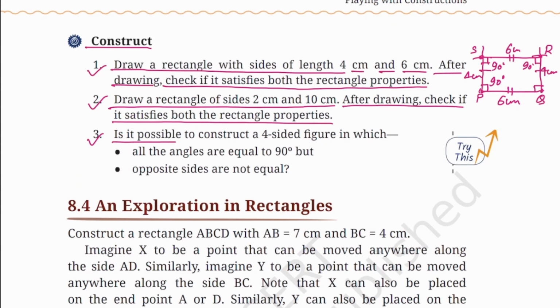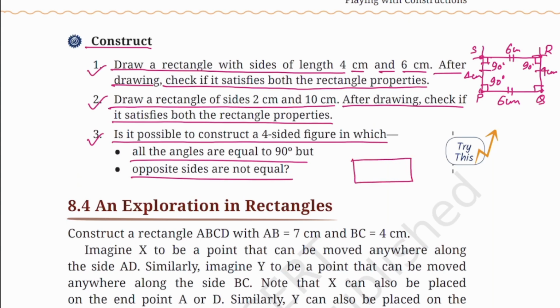3. Is it possible to construct a four-sided figure in which all the angles are equal to 90 degrees but opposite sides are not equal? Is it not possible to construct a figure whose all angles are 90 degrees each but opposite sides are not equal? Answer will be no.